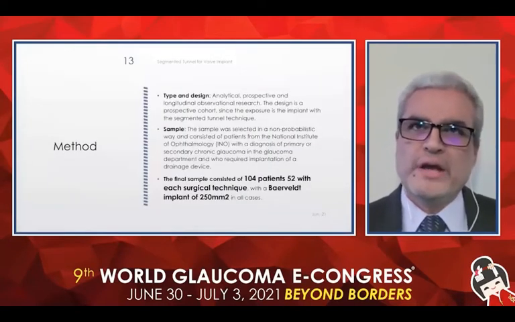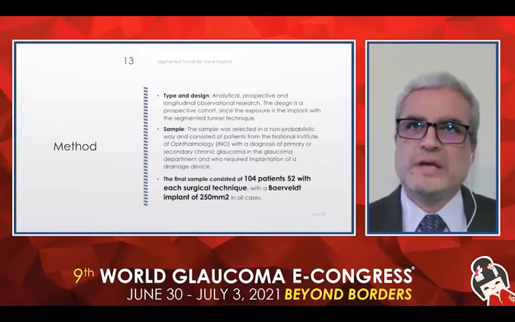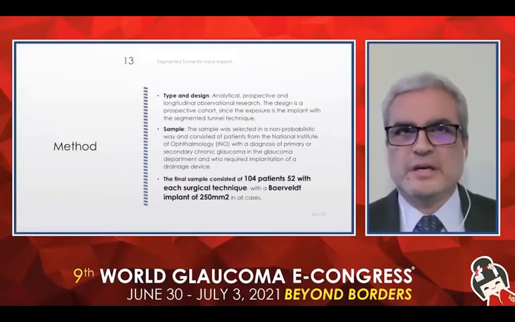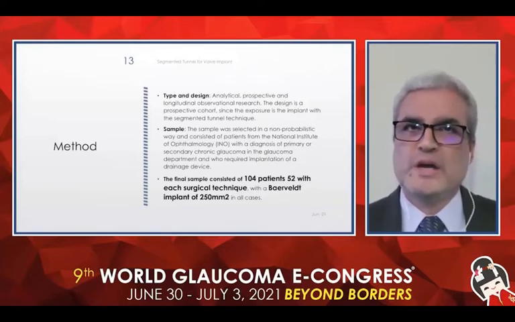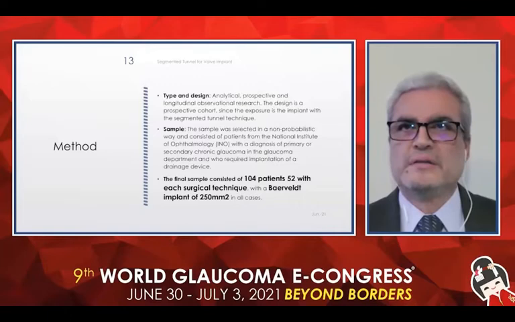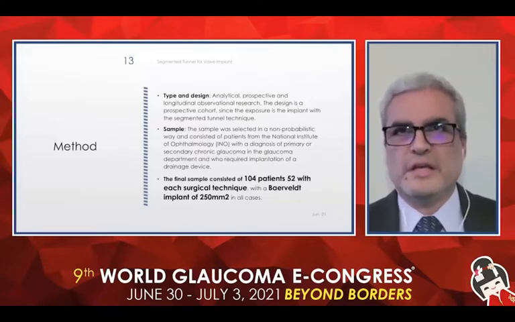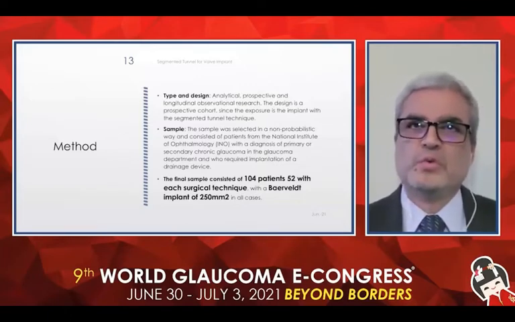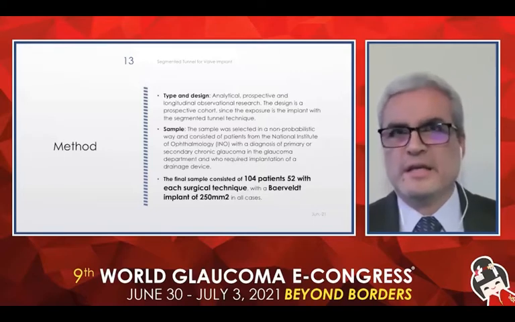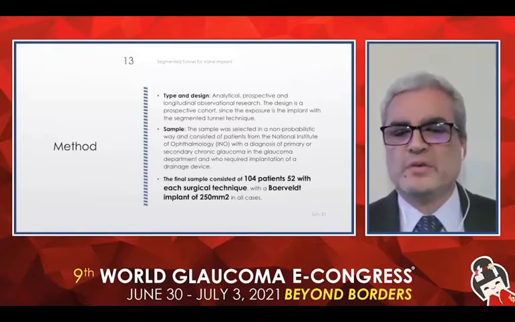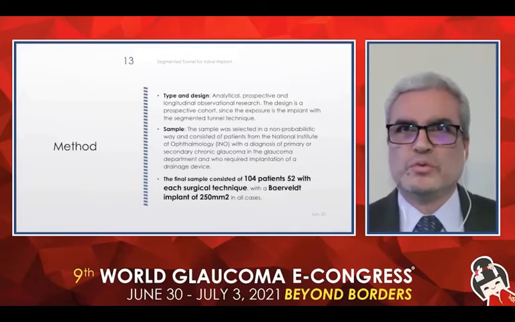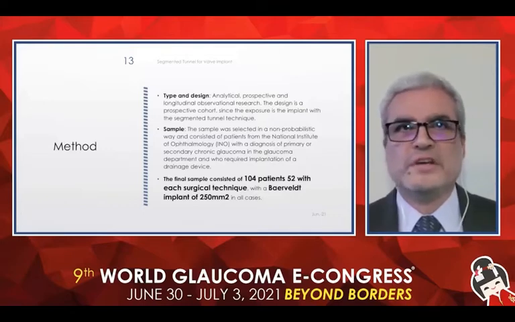We carried out an analytical, prospective, and longitudinal study. The study was carried out with 104 patients, in whom 52 had a drainage device implanted with the conventional technique, and the other 52 with the segmented tunnel technique. In all cases, the implant used was a valve of 250 square millimeters.